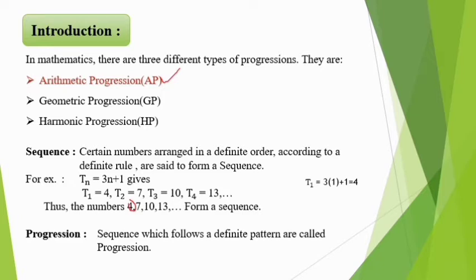For example, the table of 2. In the table of 2, we have the sequence 2, 4, 6, 8, 10, and this sequence follows the rule that every successive number or term is 2 more than its previous term. So we call it a progression. Okay. Now we start our topic arithmetic progression.